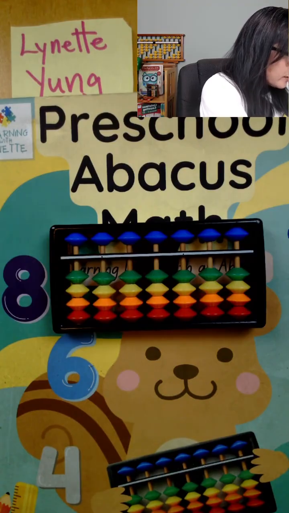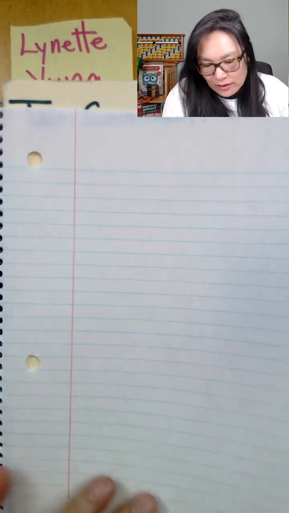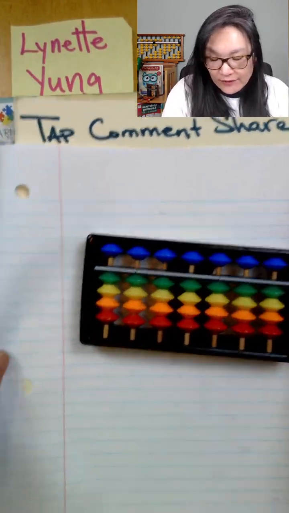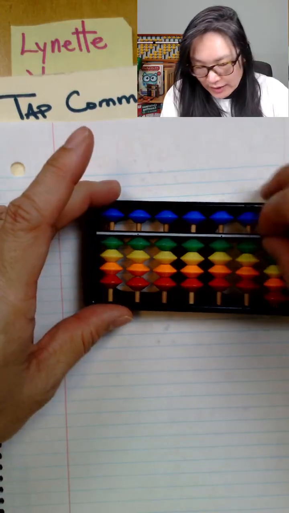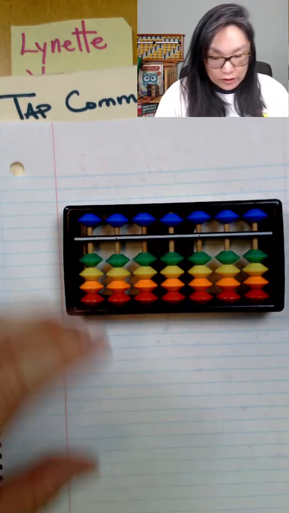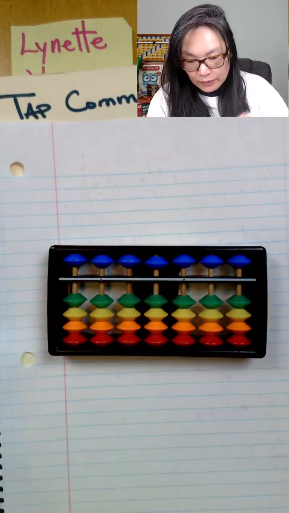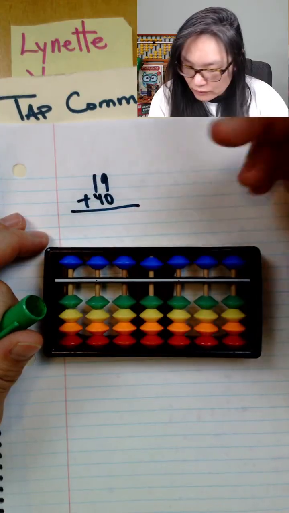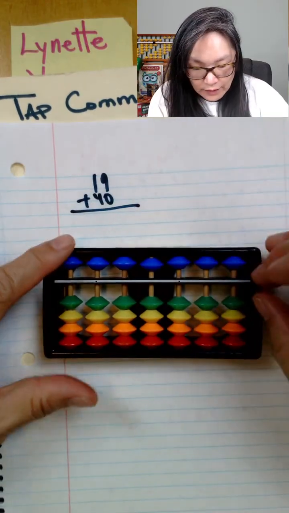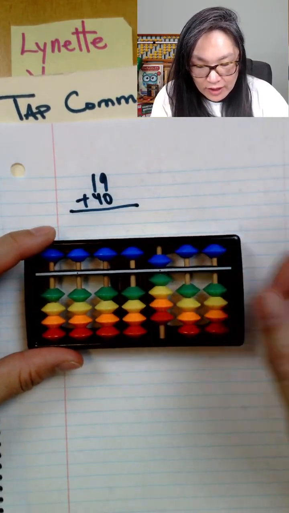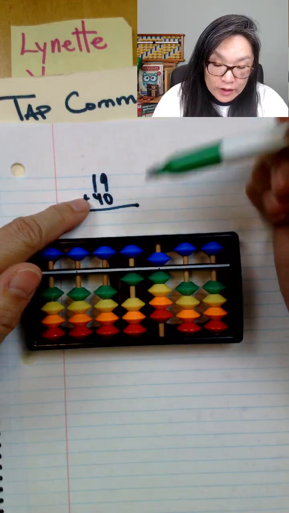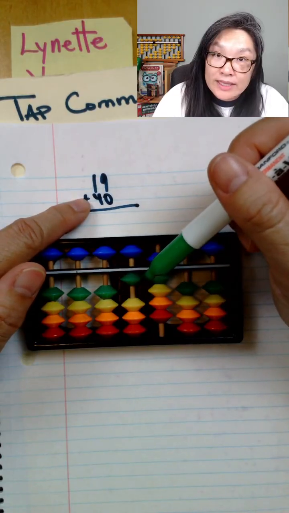We're older, right? We all know how to do mental math. That's fine. But if you want to know how to do it the abacus way, it would be prudent for understanding how to work the numbers. So if our question is 19 plus 40, we have our 19, and now we have to do 40. Well, we know we don't have enough beads to add the 4.